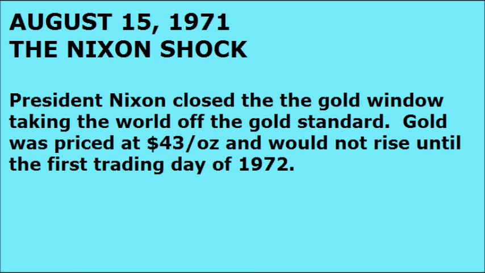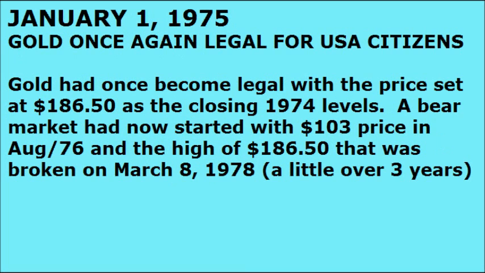I guess the people didn't really want to buy because they didn't know what this whole temporarily going off would mean. But then again, it was actually illegal to buy. Yeah. However, on January the 1st, 1975, gold once again is legal for USA citizens. Gold had become legal with the price set at $186.50 an ounce as the closing 1974 level. So we've seen after the Nixon shock that the price has doubled twice, and now you can buy it.